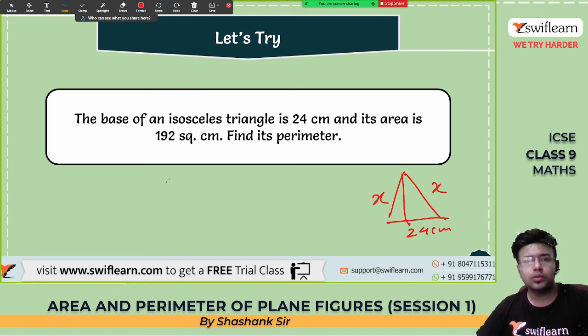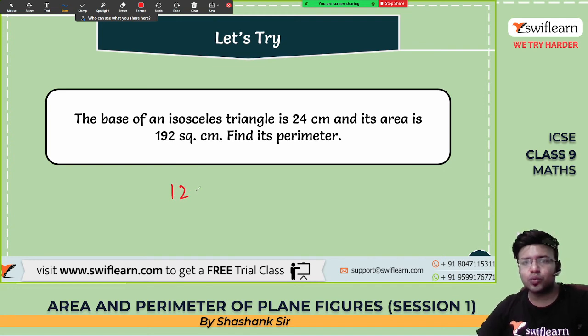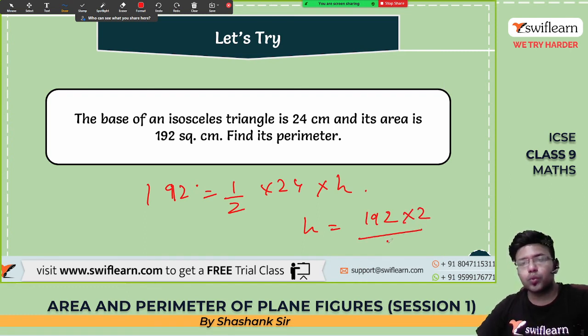See this, guys. If we divide the isosceles triangle in two equal parts, this is x, which is not known. This is 12, and this is h. Now, area of the triangle A is equal to half H into base 24, so this is the whole area. Solve this, get the value of the height. So area 192 is equal to half, base 24, into height. So height is equal to 192 into 2 by 24.